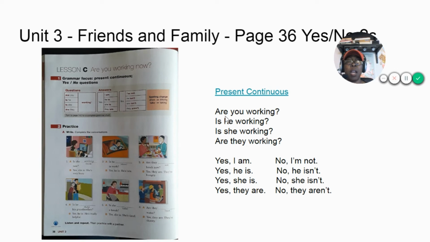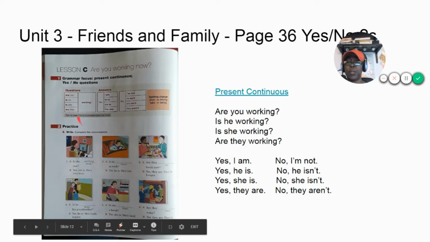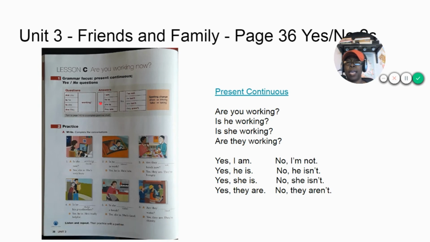This is what that page should look like. And as you can see here, are you working? So that's what these are right here. Are you working? The answer: yes, I am, or no, I'm not. Is he working? Yes, he is, or no, he isn't. Is she working? Yes, she is. No, she isn't. Are they working? Yes, they are. No, they aren't.